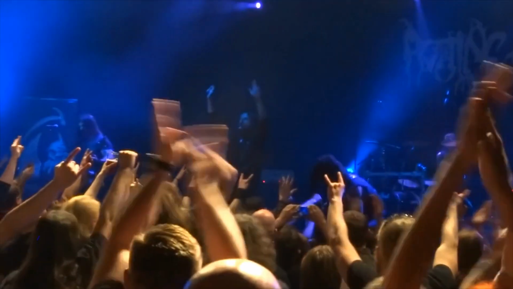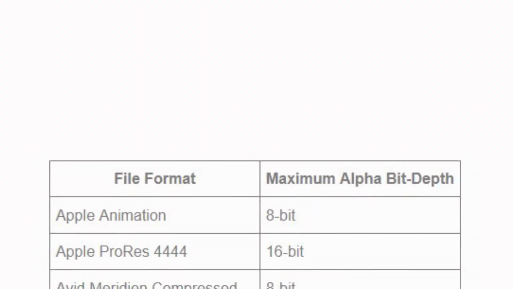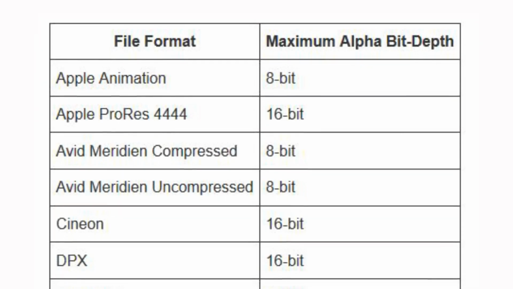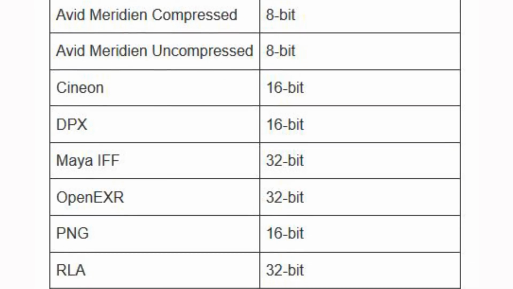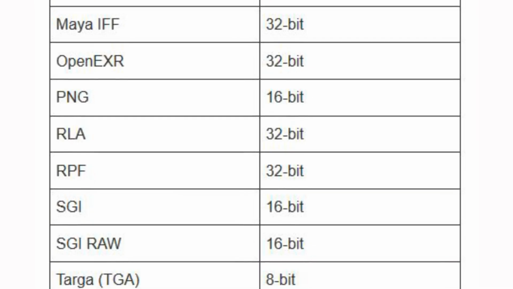In the last video I have created a lower third animation. Now let's render the video in alpha channel. Not all video formats support alpha channel. There are few specific codecs to render the alpha channel. For more details go through the blog which I have given in the description.